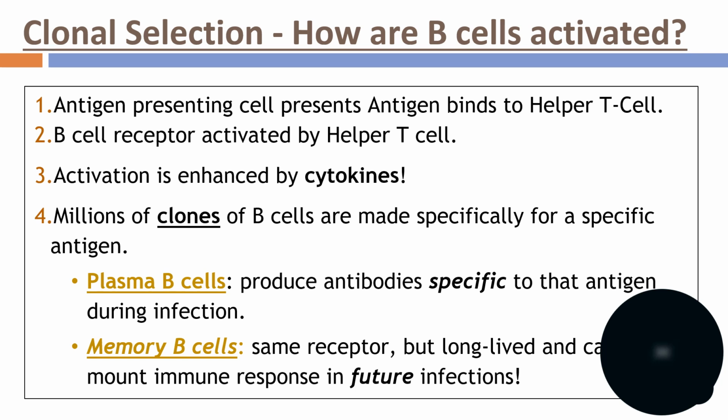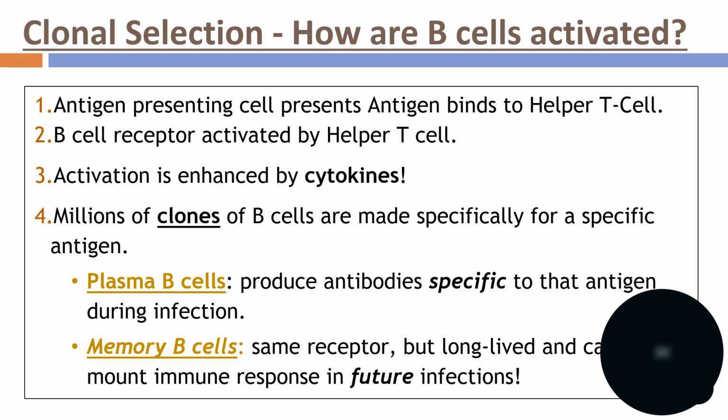Okay, so this begs the question, how are these B cells actually activated? The first thing that is going to happen is that dendritic cell or antigen presenting cell is going to present that antigen binding to its outside. It's going to present that to the helper T cell. At that point, there's going to be a B cell receptor that is going to be activated by that helper T cell. And this activation is going to be enhanced by cytokines. So at this point, we end up with millions of clones of B cells that are made specifically for that specific antigen.